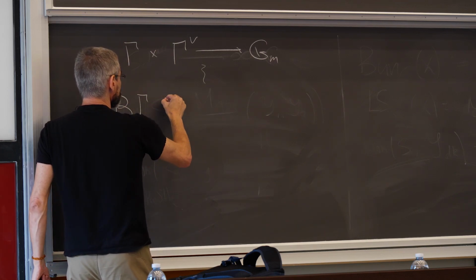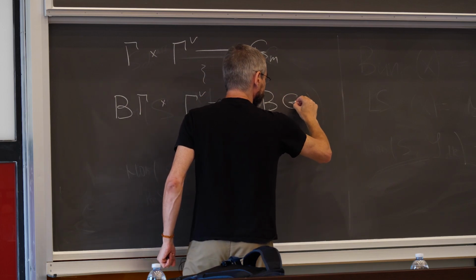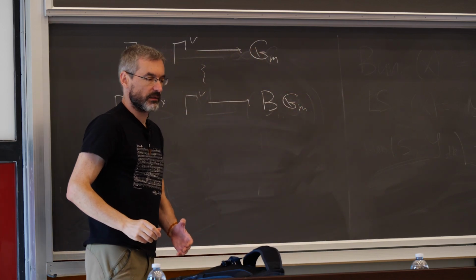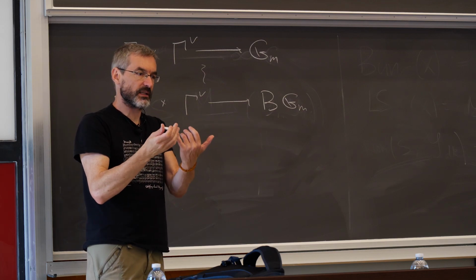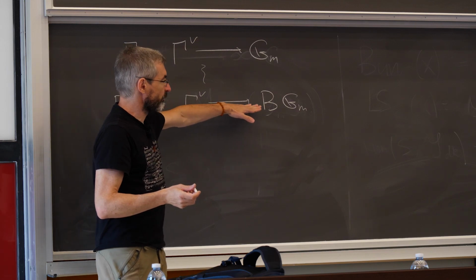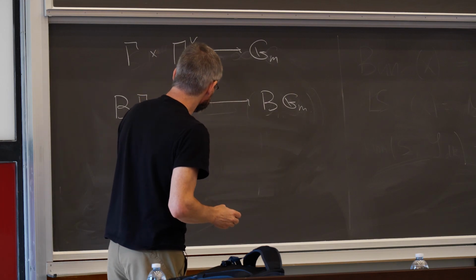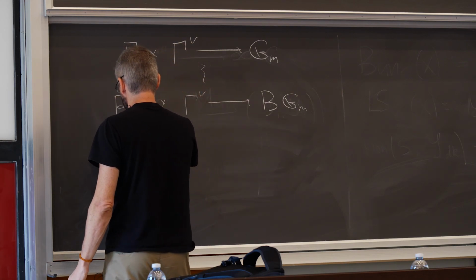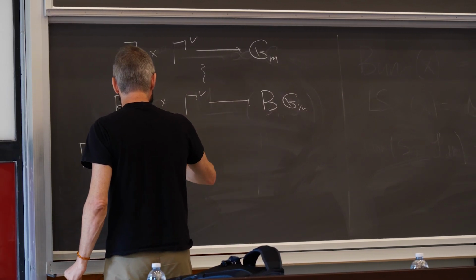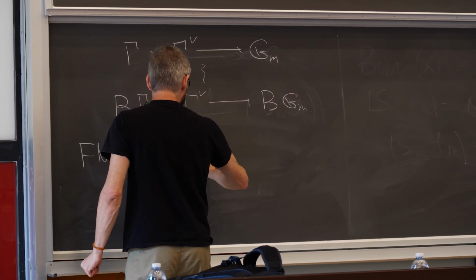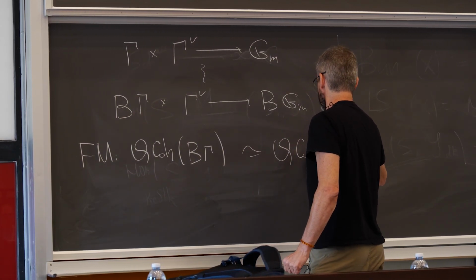So from here, you obtain a pairing from B gamma times B gamma check to BG_m. And a map to BG_m from something is the same as a line bundle on that something. And that kind of operation defines you, by a formula, the Fourier-Mukai transform. And in this case, this Fourier-Mukai transform will be an equivalence between quasi-coherent sheaves on B gamma and quasi-coherent sheaves on gamma check.